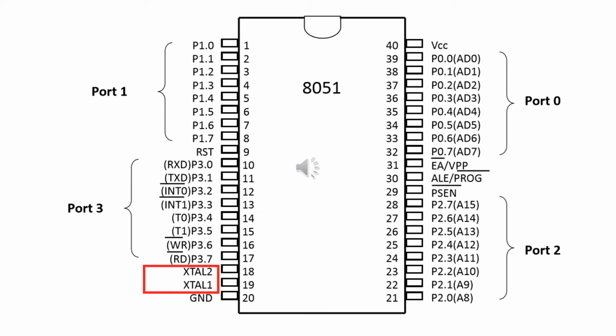Among four ports, port number 1, that is port P1, is specifically meant for input output, whereas the three other ports are multiplexed to do different operations. For example, port number 0 is used as address and data lines AD0 to AD7. Port 2 is used for address lines only, and port 3 has got some control instructions.